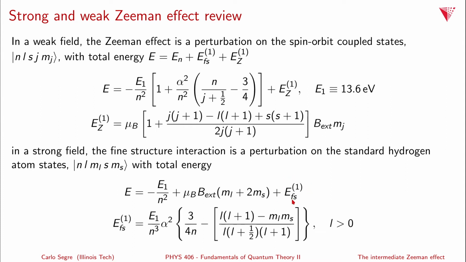where E sub fs1 is given by E1 over n cubed times the fine structure squared times the quantity 3 over 4n minus the quantity L times L plus 1 minus m sub L m sub s over L times L plus a half times L plus 1. And this is valid for L greater than 0. For L equals 1, it's a slightly different quantity.